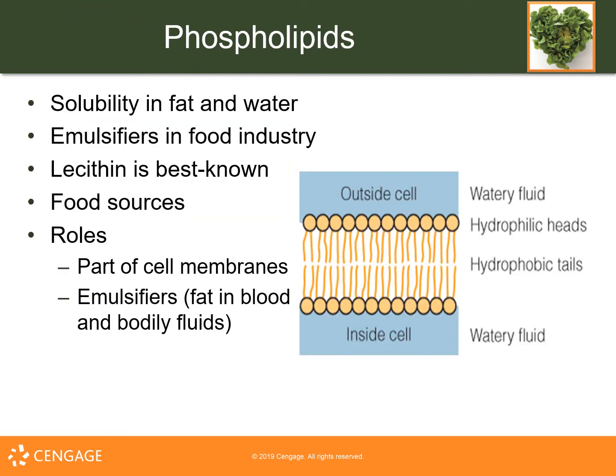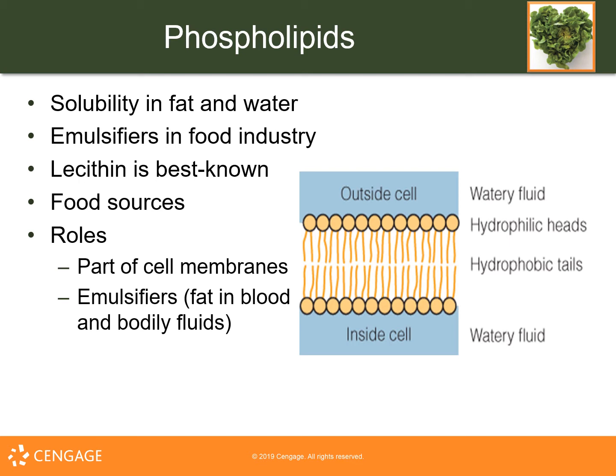Phospholipids. They're similar to triglycerides, but they replace one fatty acid with a phosphate group and choline. Phospholipids are soluble in fat because fatty acids are hydrophobic, and they are soluble in water because the phosphate group is hydrophilic. Therefore, they work as an excellent emulsifier. For example, you may find them in mayonnaise, salad dressings, candy bars, things like that.